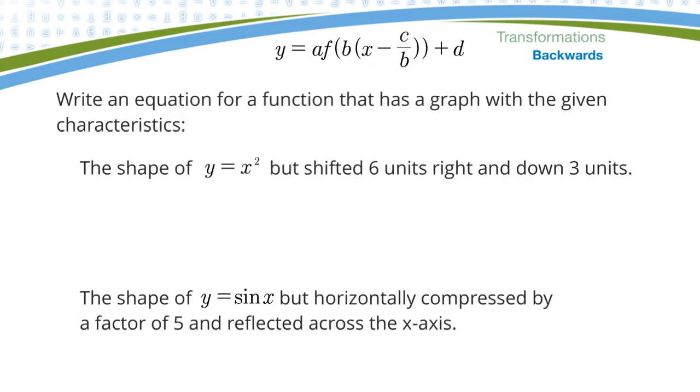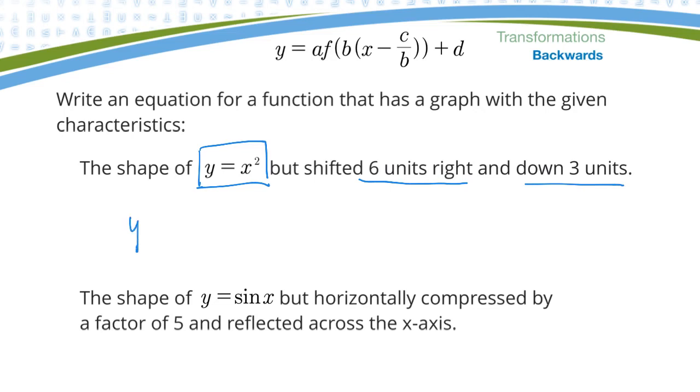Okay, now let's take a look at going backwards. So I'm given some information. I have to write a function from it. So they say I want the graph to be in this shape, but it has to get moved right 6 and down 3.